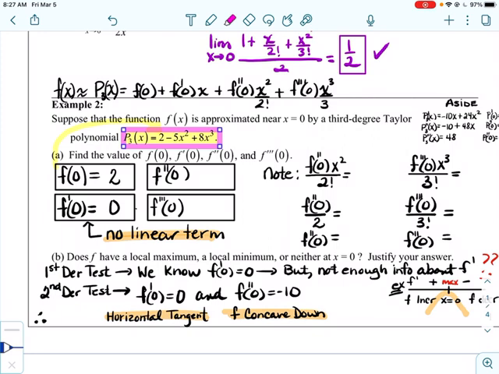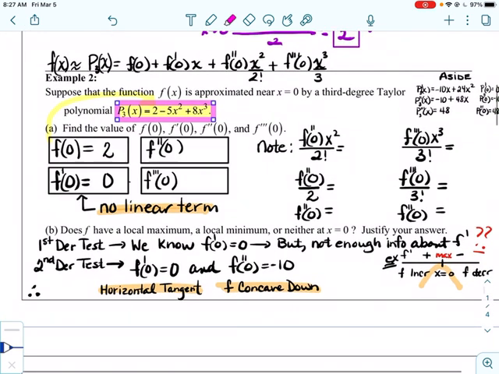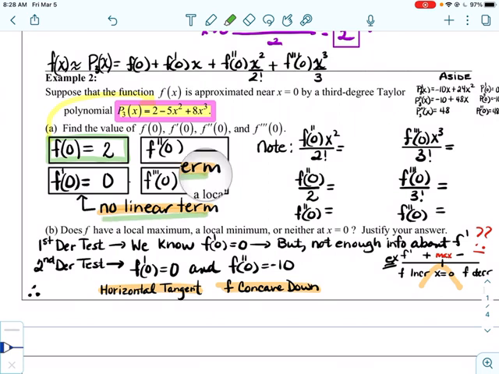So the first thing I want to find is the value of f of 0, f prime of 0, f double prime of 0, and f triple prime of 0. So right off the bat, I know that f of 0 is going to be 2, because it's the constant value of the Taylor polynomial, that first term. So f prime of 0 is going to be 0 because there's no linear term. There's no x term there. It goes right to the x squared term.